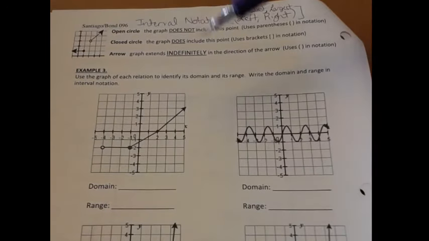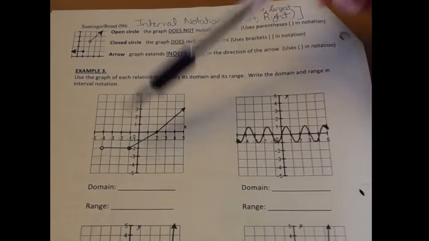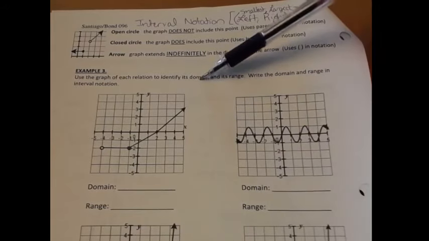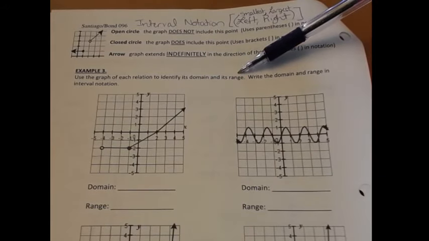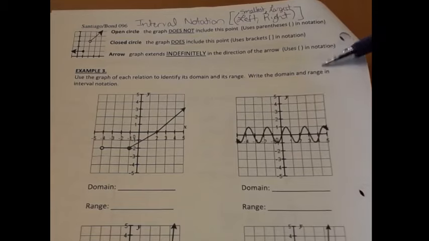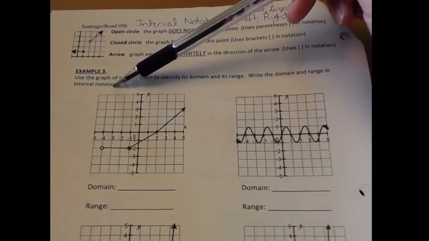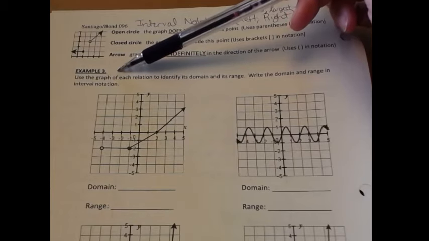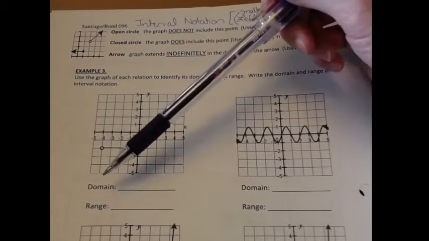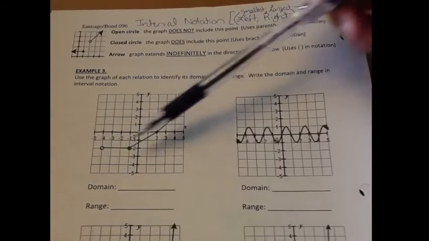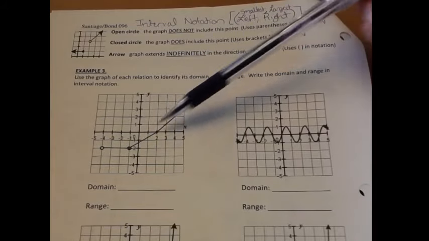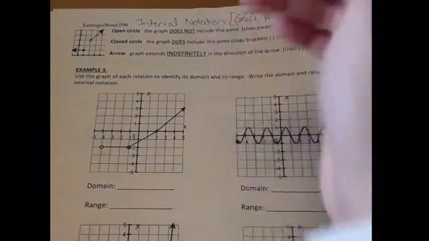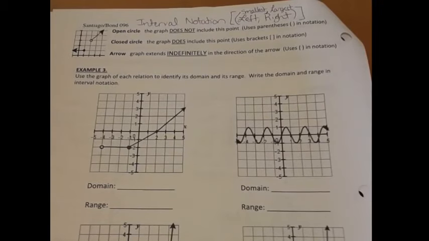So for example 3, we're going to use the graph of each relation to identify its domain and its range. We're going to write the domain and range in interval notation. That is incredibly important, interval notation. When we want to look at the domain of a graph, what you may want to consider, and I'm just going to jot some ideas down, if it helps, it helps. If it doesn't, that's okay.